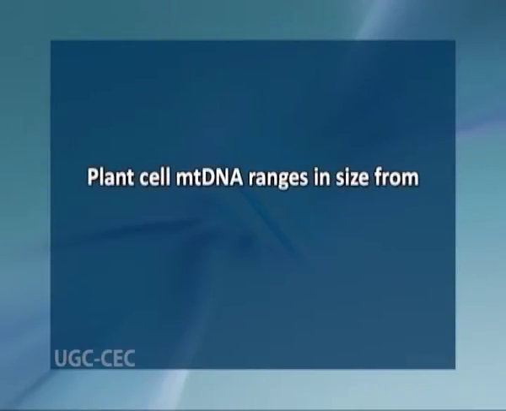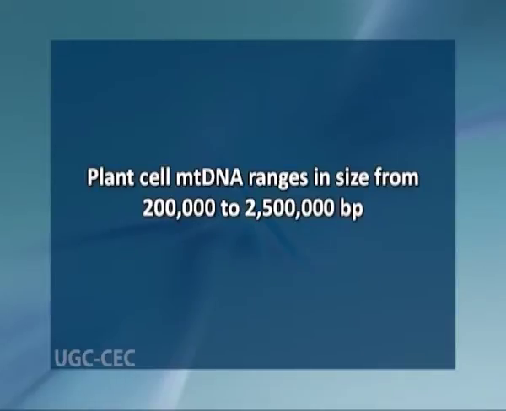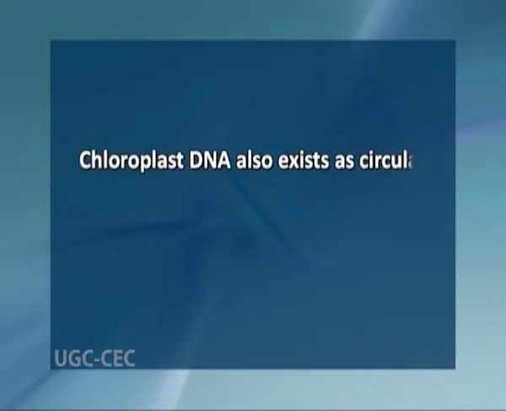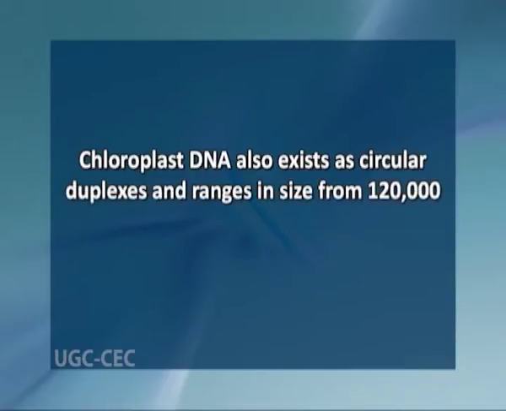Plant cell mitochondrial DNA ranges in size from 2 lakh to 25 lakh base pairs. Chloroplast DNA also exists as circular duplexes and ranges in size from 1,20,000 to 1,60,000 base pairs. Mitochondria and chloroplasts divide when the cell divides. Their DNA is replicated before and during division, and the daughter DNA molecules pass into the daughter organelles.